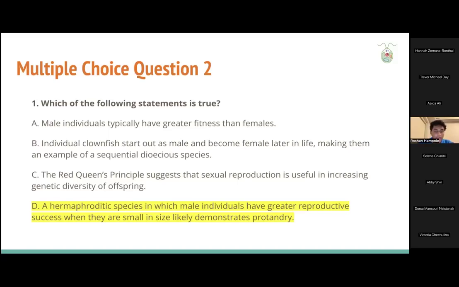Then lastly, D, a hermaphroditic species in which male individuals have greater reproductive success when they are small in size likely demonstrates protandry. This is actually talking about the exact same situation as the clownfish. Hermaphroditic species are ones that are both male and female. If the males have greater reproductive success when they're small in size, it means the animal should start out as male, which is what protandry is. And I think next is cycle 8.